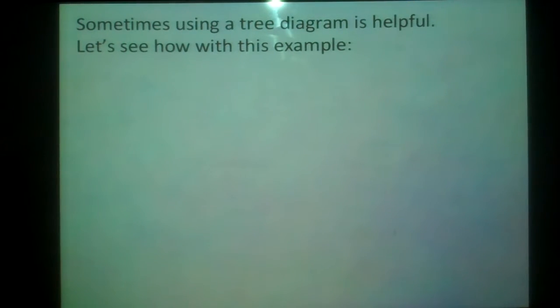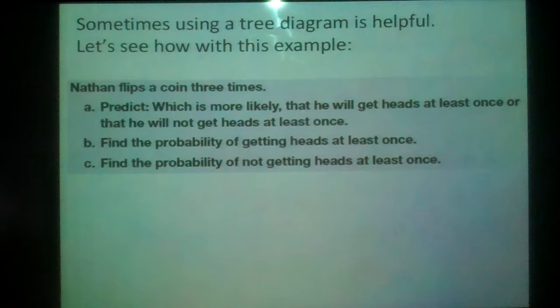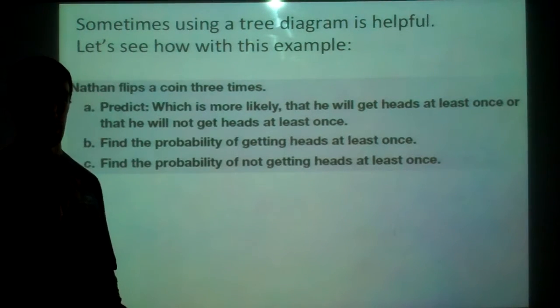Alright, so sometimes using a tree diagram is helpful, and we're going to see how that works with this example. This is how I like to do things, and we'll see if hopefully you like to do it too. So it says Nathan flips a coin 3 times, and what we're going to do is predict which is more likely, that he will get heads at least once or that he will not get heads at least once. So what would be more likely? If he flips it 3 times, would you expect that he's going to get at least 1 heads, or would you think that he's not going to?